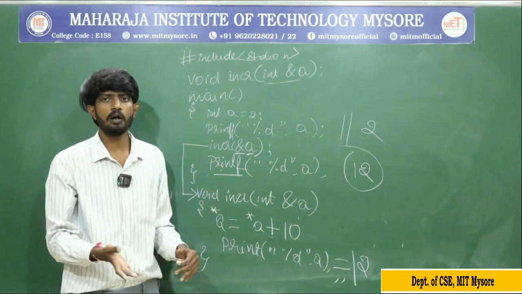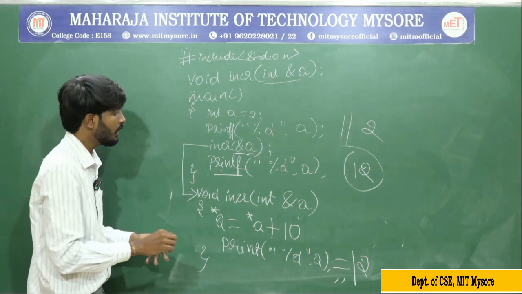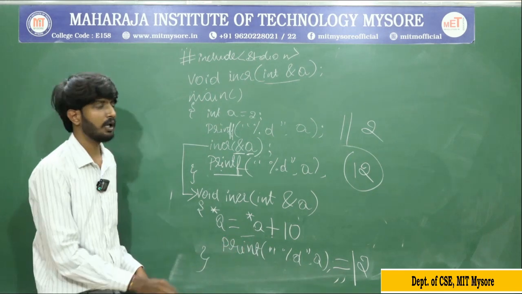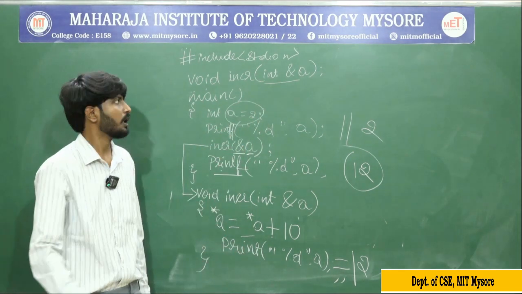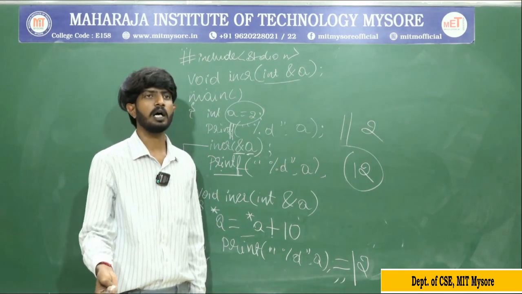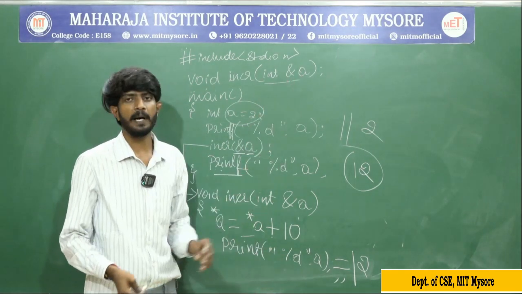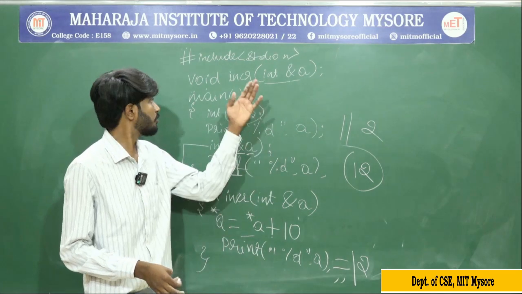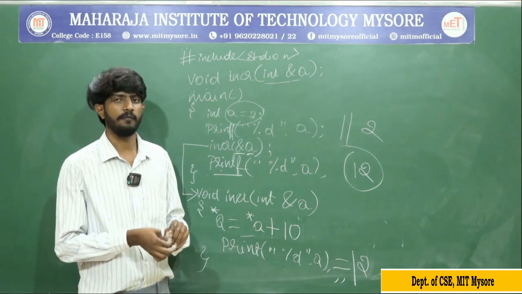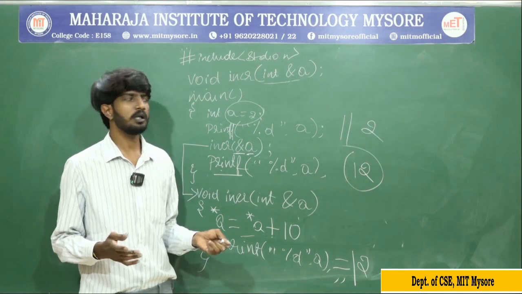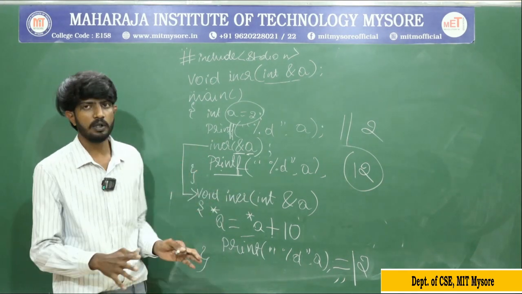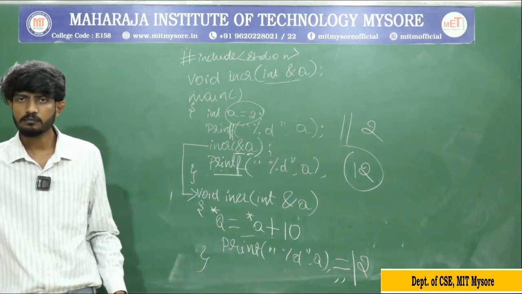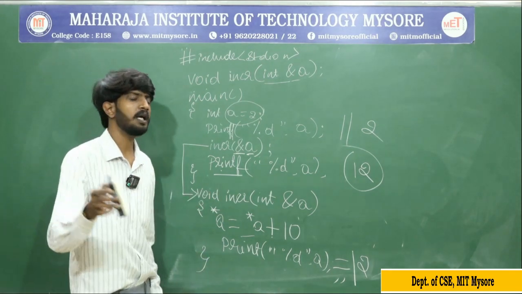If you use call by value, it will create another variable and will not modify the value here. If you need to modify the parameter or argument value, you need to use call by reference. If you don't want that, you can use call by value. This is about call by value and call by reference.